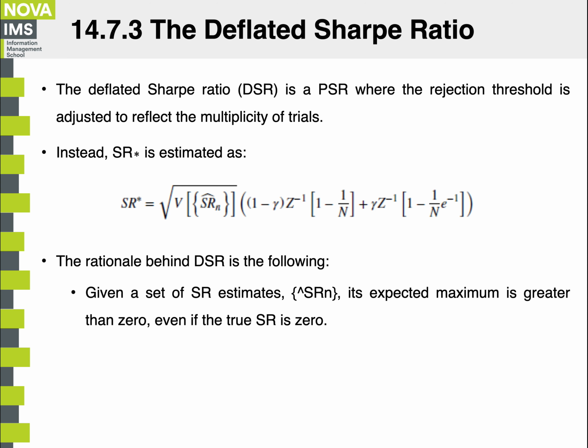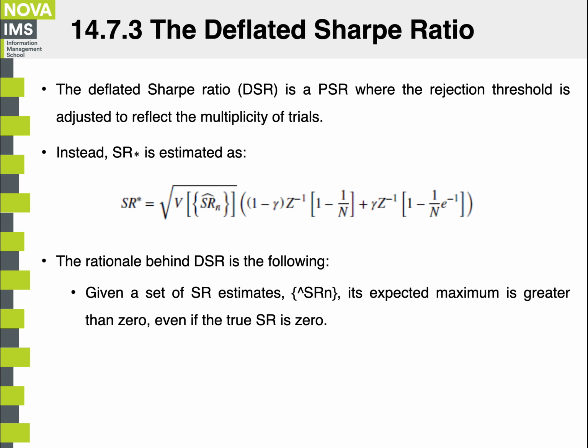The deflated Sharpe ratio is a PSR where the rejection threshold is adjusted to reflect the multiplicity of the trials. It is estimated by the variance across the trials, and N is the number of these independent trials. Z is the standard normal distribution and gamma is the Euler-Mascheroni constant.